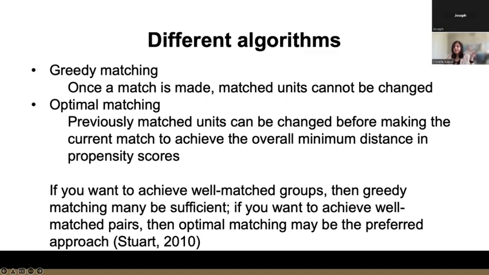So Stuart et al., in 2010, proposed that if your idea for your research is just to obtain two groups that are well matched overall, then you can just use the greedy matching algorithm and you should be good. But if you want to achieve each pair being the most well-matched pair that it can be, then you might have to use the optimal matching algorithm.